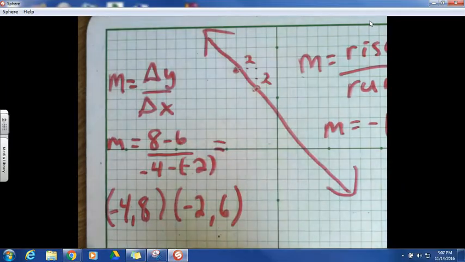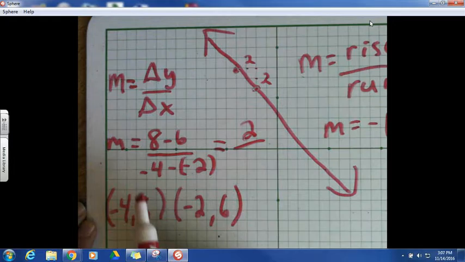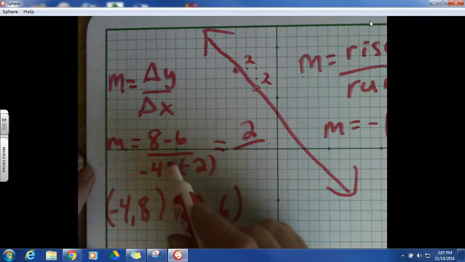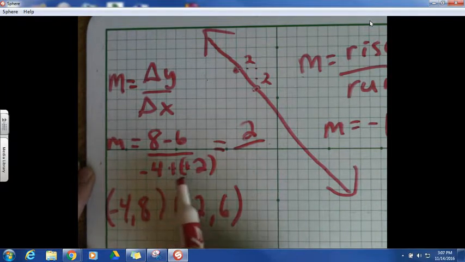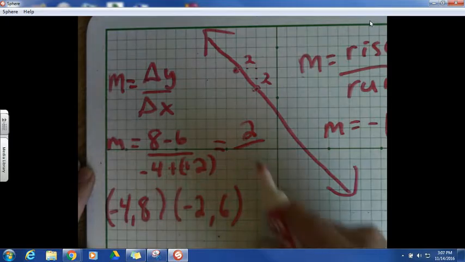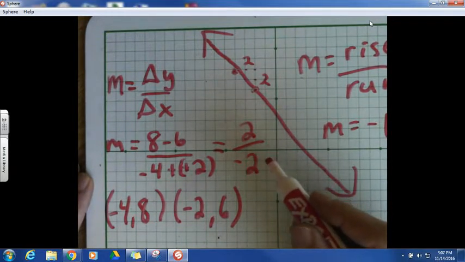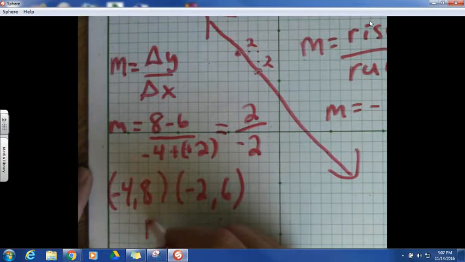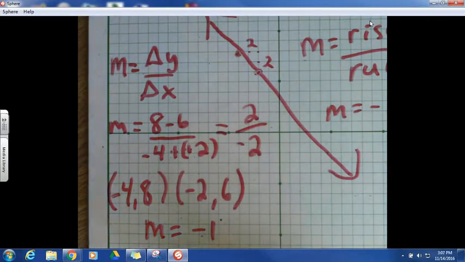Alright, now we just simplify. 8 minus 6 is 2. -4 minus -2: we keep, change, change, so change that to addition, change that to a positive. -4 plus 2 is -2. So again, we get 2 over -2 for our slope, which simplifies to -1. 2 divided by -2 is -1.